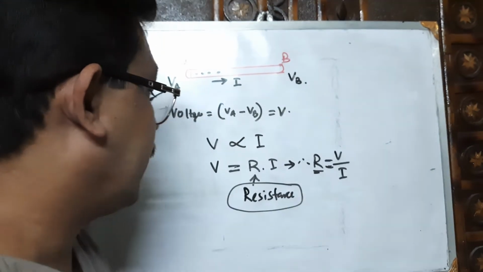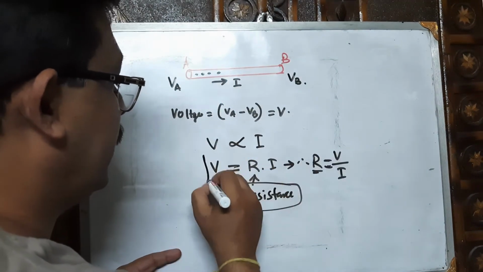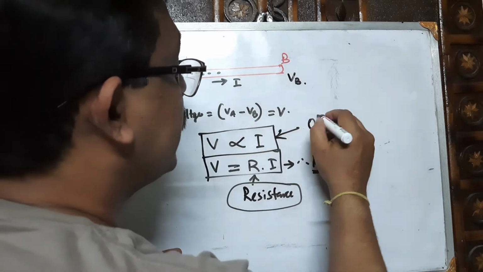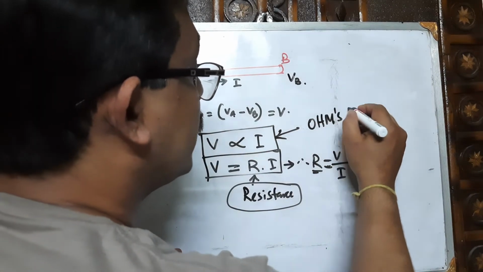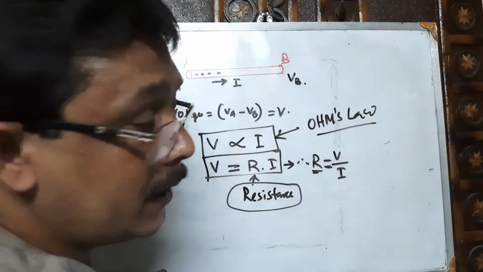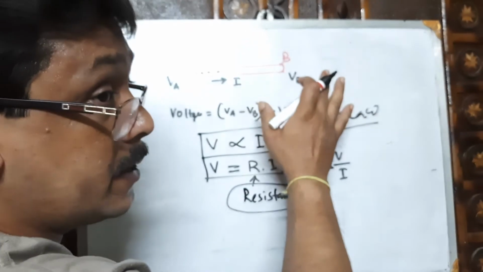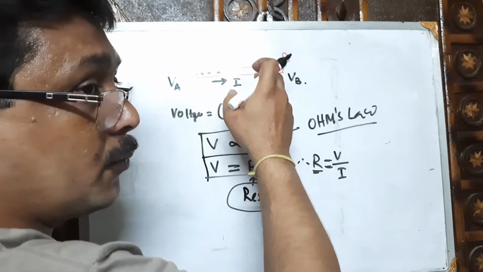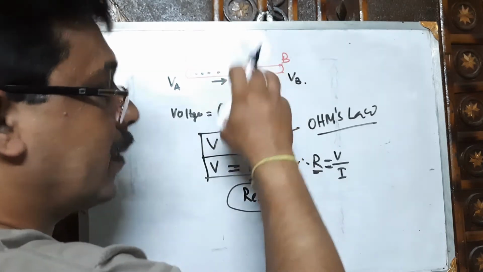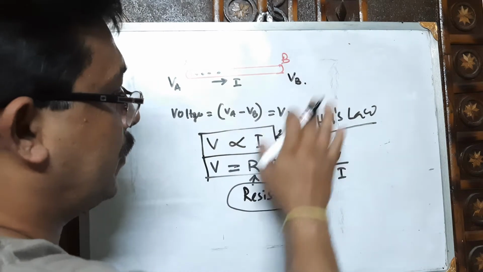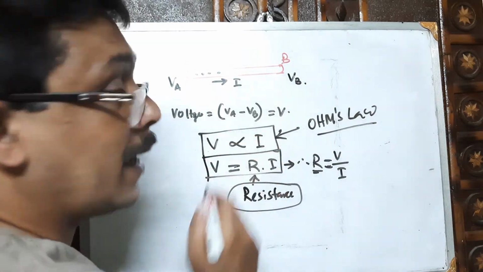And this one, that is V proportional to I, or V equal to R into I, whatever you say, this is our Ohm's law. So Ohm's law says that voltage and current are directly proportional if you don't change the condition. That means if you change the temperature, it may change. If you change the pressure, or focus the light or something else in certain material, then this relation may vary. Otherwise, if you don't change the physical condition, voltage and current are directly proportional.